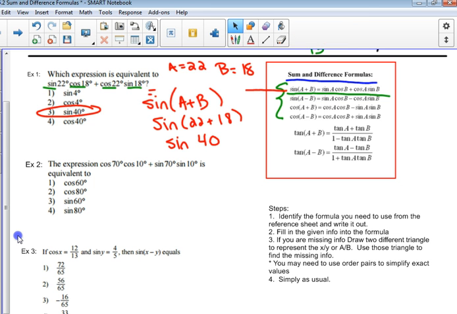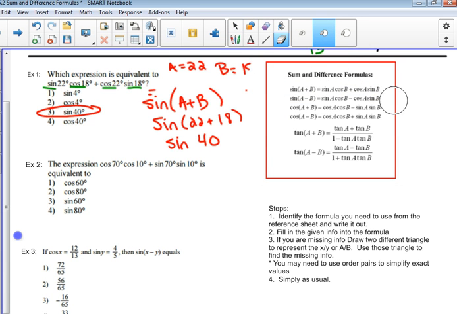The biggest thing is you just have to be really careful when you pick, because they can be kind of tricky. All right, why don't you see if you can try the next one? See if you can figure out which one goes cosine, cosine, plus sine, sine. Match it up. We have to figure out the A and the B, and maybe see what it would equal.